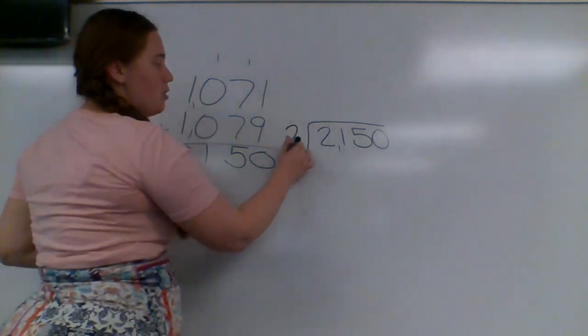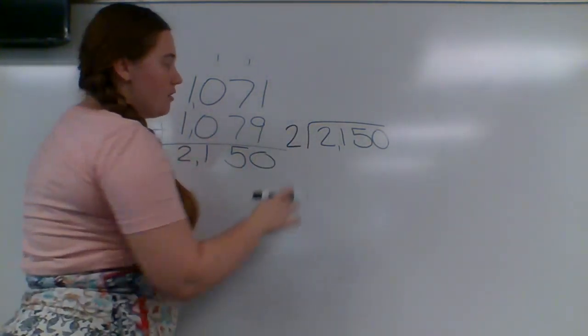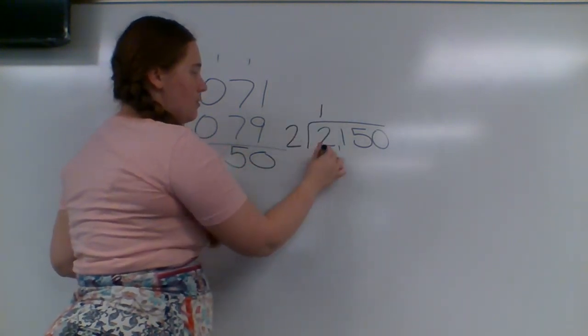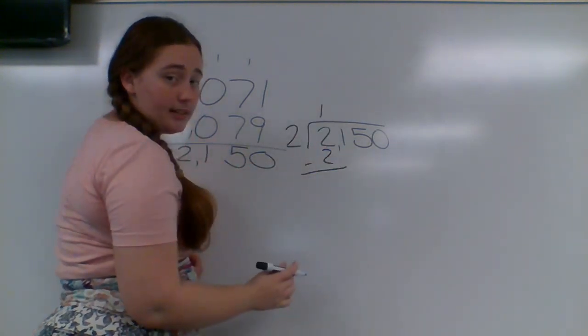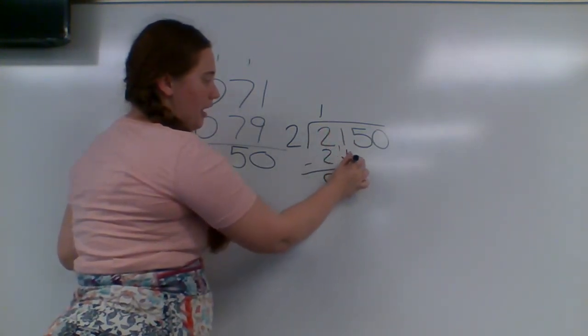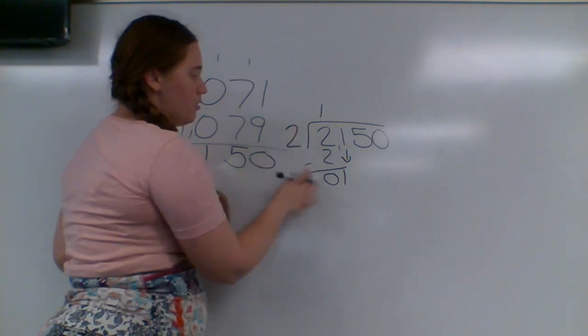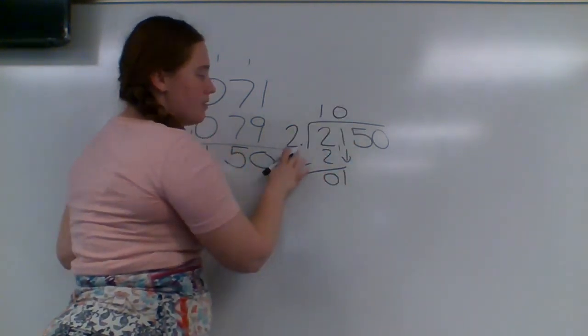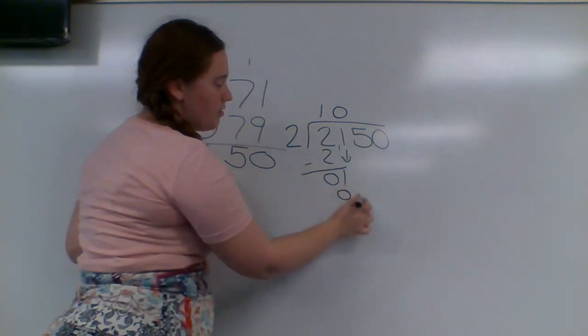So I'm going to put 2 right here. 2 will go into 2 one time. 1 times 2 is 2. We're going to minus. 2 minus 2 is 0. Carry down the 1. 2 will go into 1 0 times. 0 times 2 is 0.